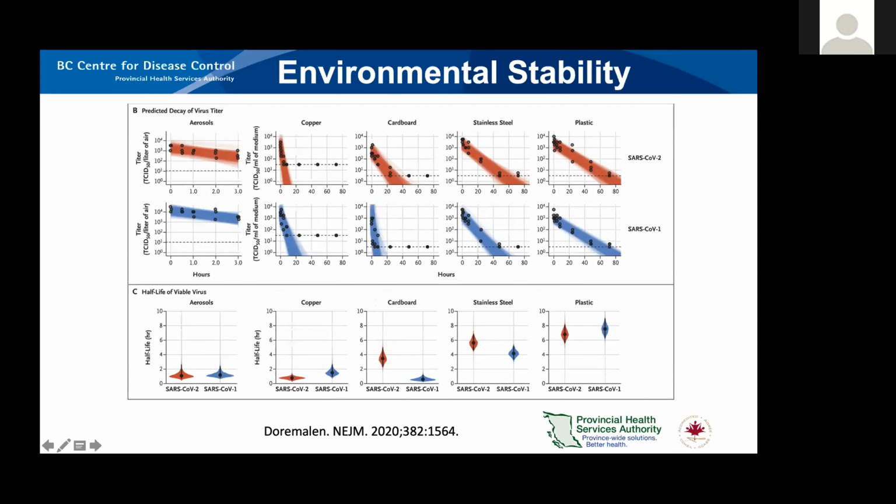In terms of environmental stability, there's a publication by Van Doremalen from the New England Journal, which looks at the predicted decay of virus from aerosols on copper, cardboard, stainless steel, plastics for SARS-1 and SARS-2, and also the half-life of viable virus. And while certain surfaces are better in decay, like copper, because it tends to be bacteriostatic or microbostatic, the reality is that most surfaces are not an important fomite.